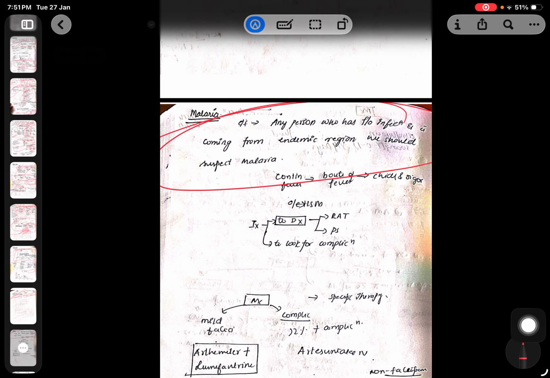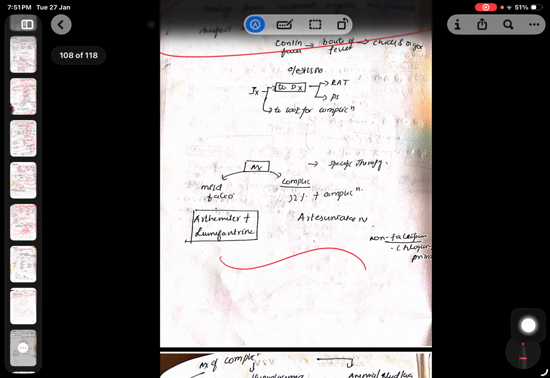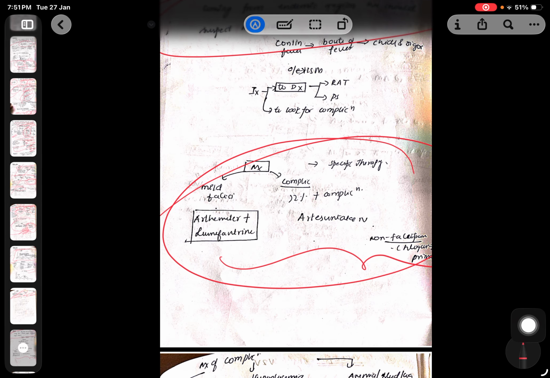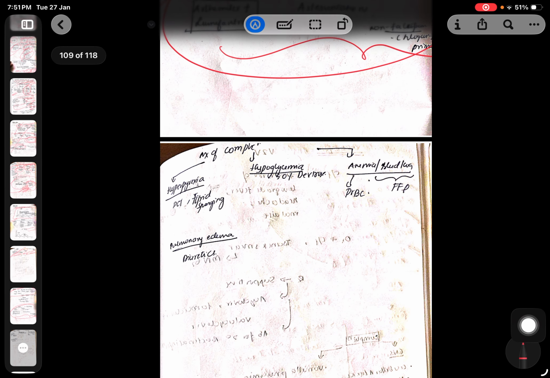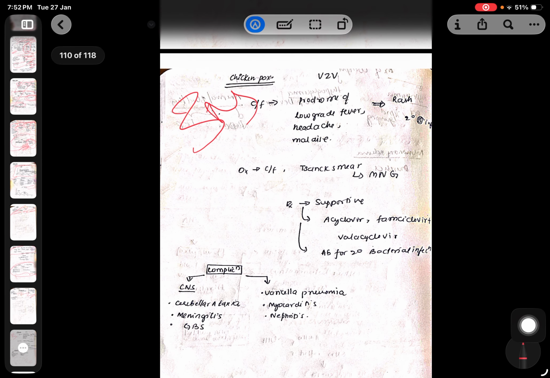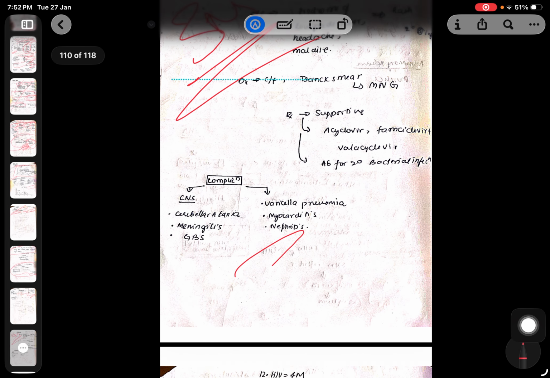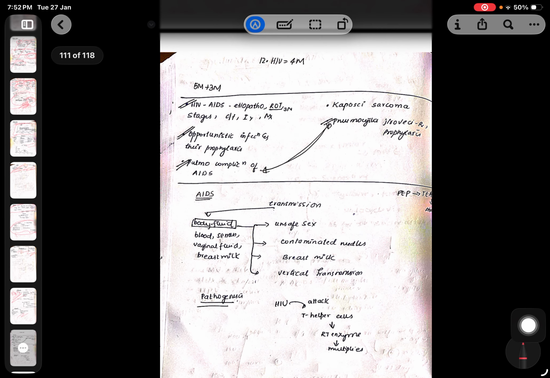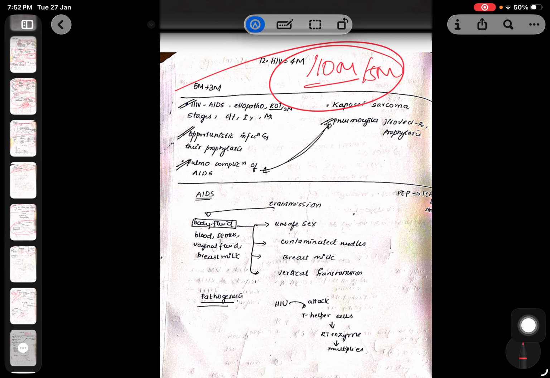Malaria, again for a 10 marker. Though I have not written the management part, for this you should study a proper local medicine textbook like Alchipula, Manipal. These are the complications that can be asked, and you need to treat accordingly. This is chickenpox for a 3 marker, complication, and HIV. Make sure this is a potential 10 marker or 5 marker, so you should know it in and out.